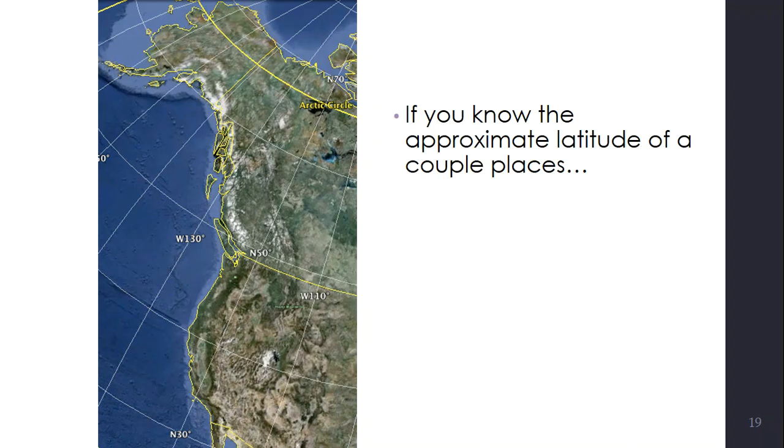If you know the approximate latitude of a couple of places, so San Diego is 33 degrees north. We know what the weather looks like in San Diego. There it is right there with that red dot. Portland, Oregon is 45 degrees north. And there you go, you can see right there. Most of us know, unless we're new to the United States, that Portland is colder than San Diego. Anchorage, Alaska is 61 degrees north, and there it is right up there. Much, much colder than San Diego, right?